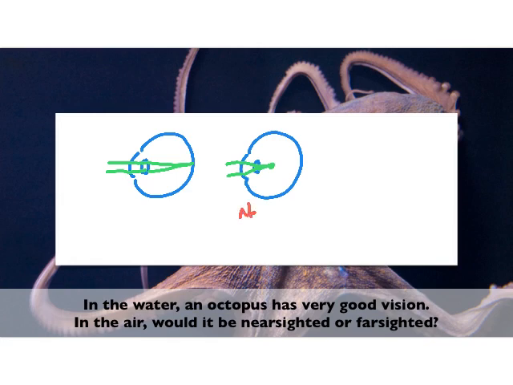It's going to be nearsighted. Its visual system is going to have too high a power. And as we've seen, that's the hallmark of nearsightedness, or myopia. So if you pull an octopus out of the water and it's squinting at you, that's just because you just made it nearsighted by pulling it out of the water.